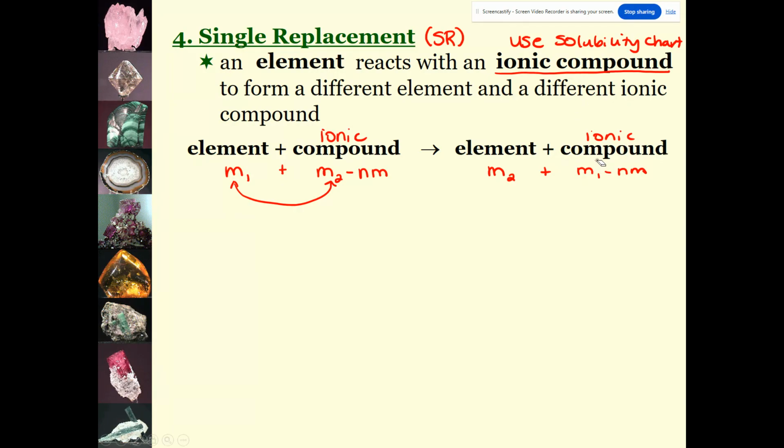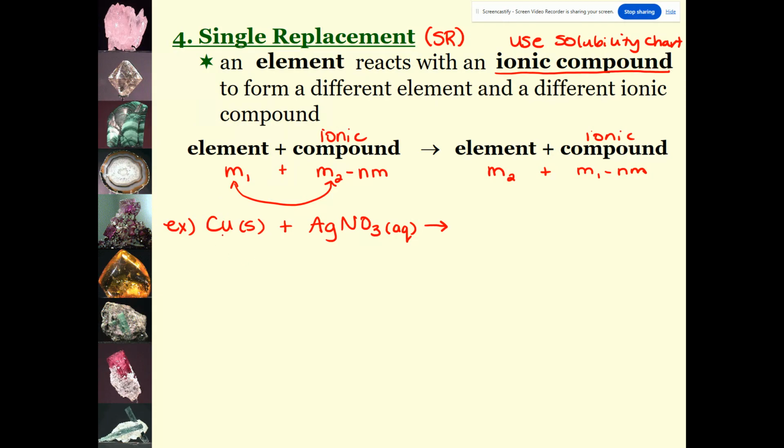Let's say we have copper metal being placed in a solution of silver nitrate. Silver nitrate is ionic, so I have to balance my ion charges, and I have to check my solubility chart. A hint: anytime you have nitrate or a group 1 ion or ammonium ion, those are always aqueous.